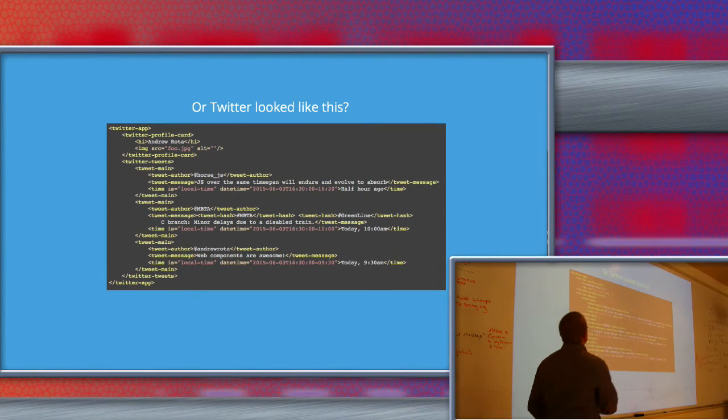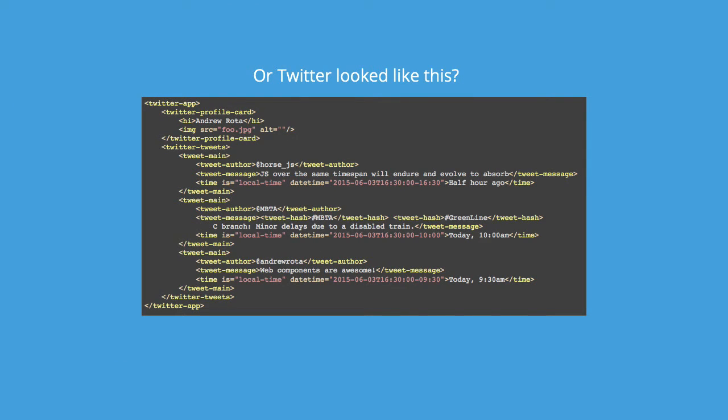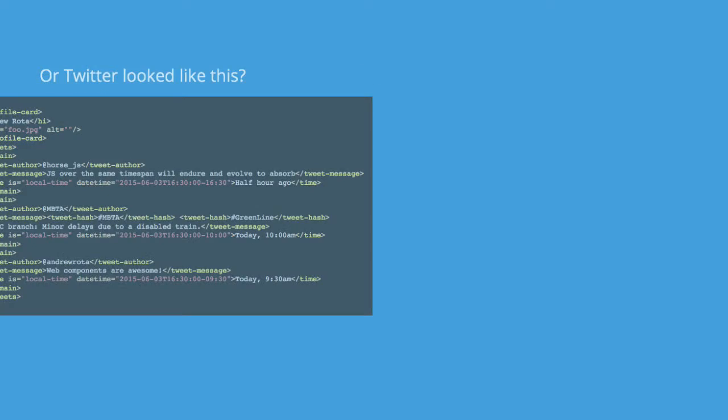What if Twitter looked like this, where you had tweets, and you had tweet-main. You had a Twitter profile card at the top. And again, it's a mix of real HTML elements and custom elements. And that's fine. You start to imagine what those applications might look like.